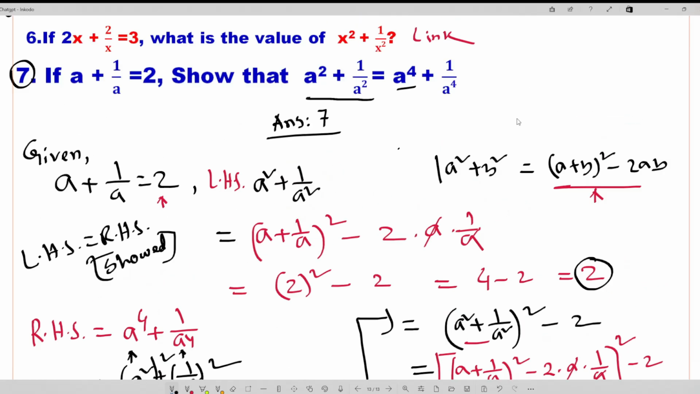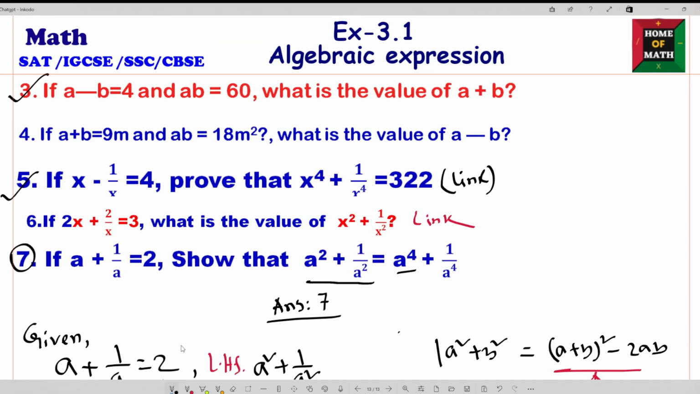Okay, no more today. We have solved 3 maths in this video: 3, 4 and 7. And in the description you will get number 5 and number 6, which we already solved earlier.